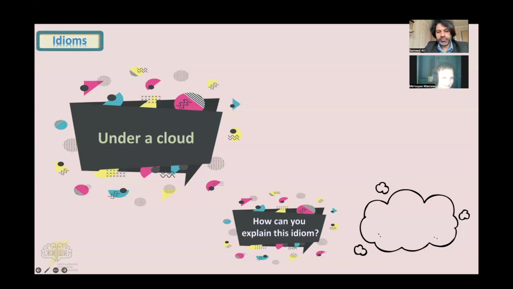So there are two idioms. Remember this. On a cloud means ecstatic, very, very happy. Under a cloud is suspicion. On a cloud, very happy; under a cloud, it means that you are in trouble.